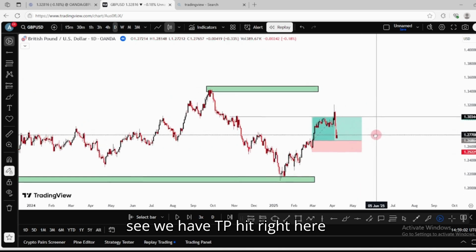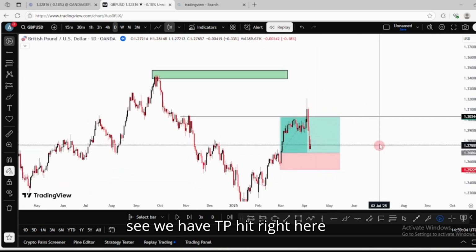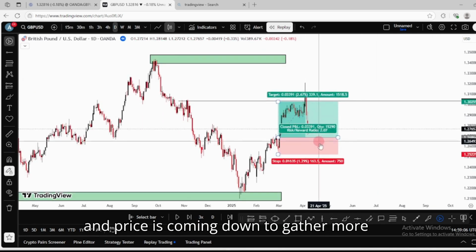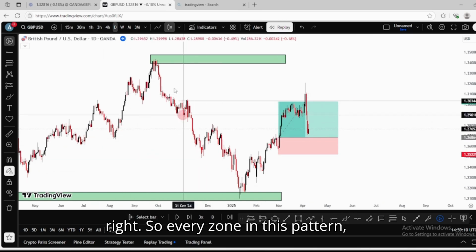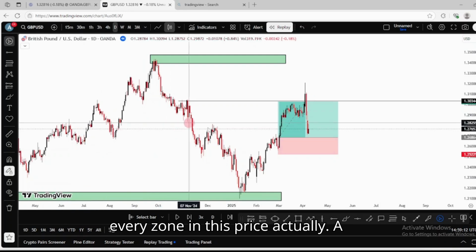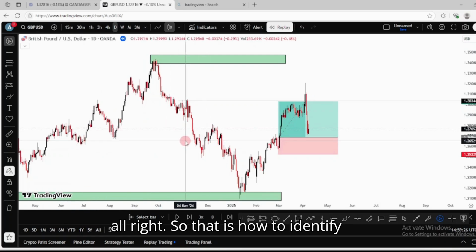Now you can see we have TP hit right here, and price is coming down to gather more energy and push to the upside. All right, so every zone in this pattern, every zone in this price is actually a minor zone. All right, so that is how to identify your key levels in the market.